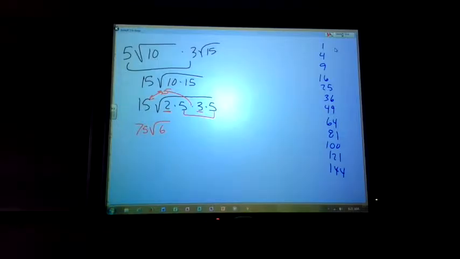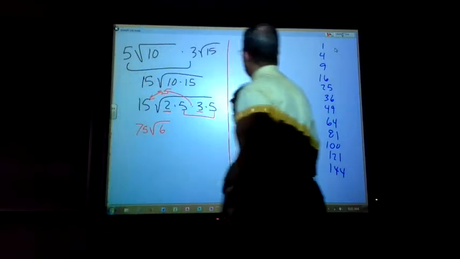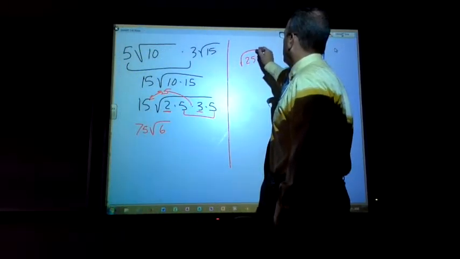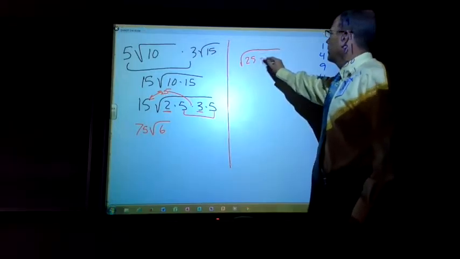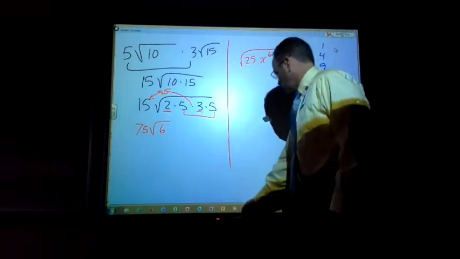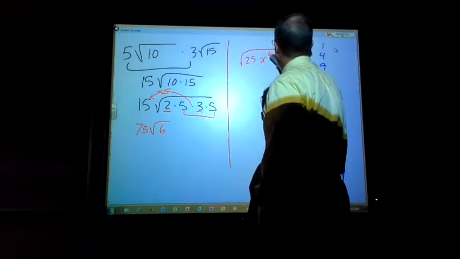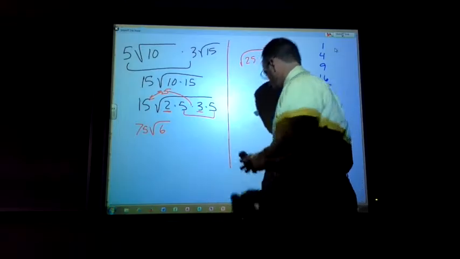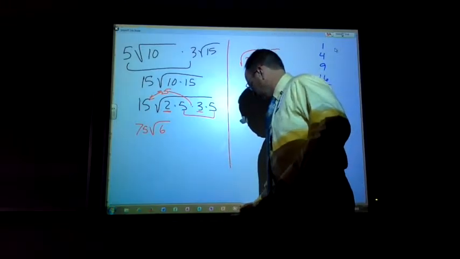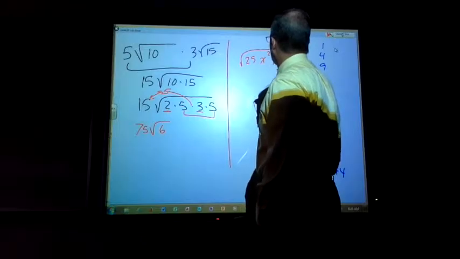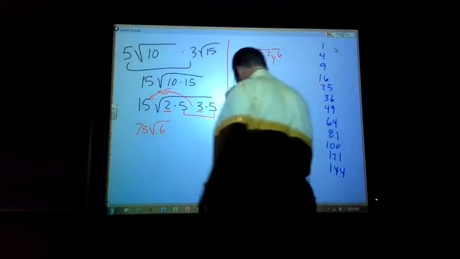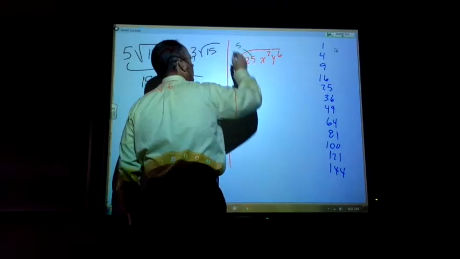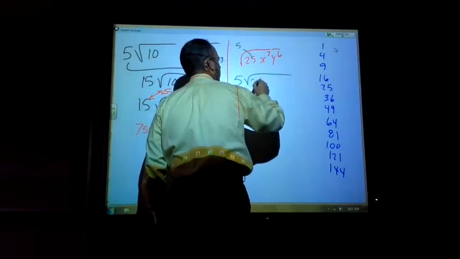Okay. Next problem is the root 25. Can't see it. X squared y to the 6. Is that right? Go there. Okay. Some of you might be able to say square root of 25 is 5. So this is going to come out with this being 5. Okay, so I'm going to get this, and I'm going to write this out.